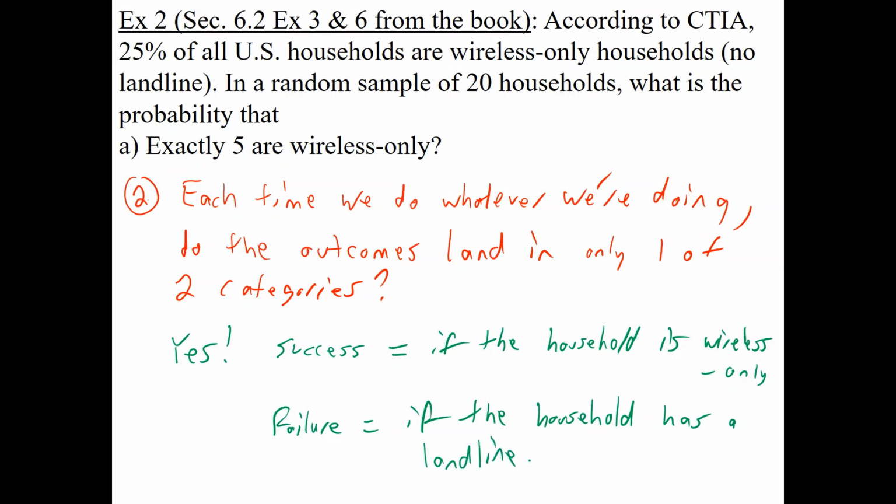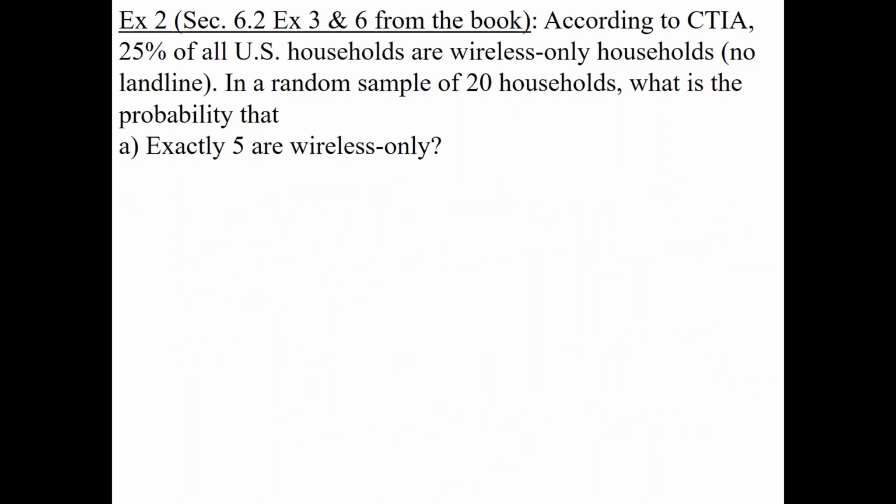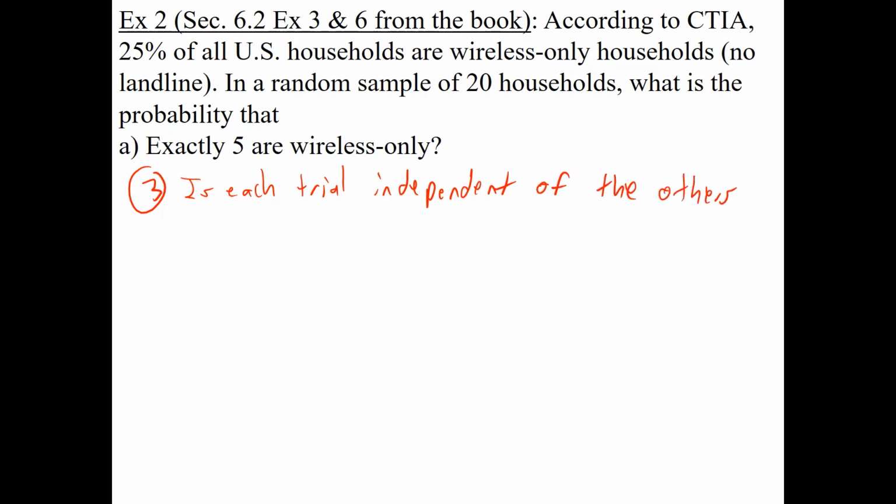Let's see about the third one. So the third ingredient would have been, is each trial independent of the others? In this case, I'm selecting a house 20 times. If I was selecting one at a time with replacement, so in other words, if the second household has a chance of being the same as the first one, this would be independent.